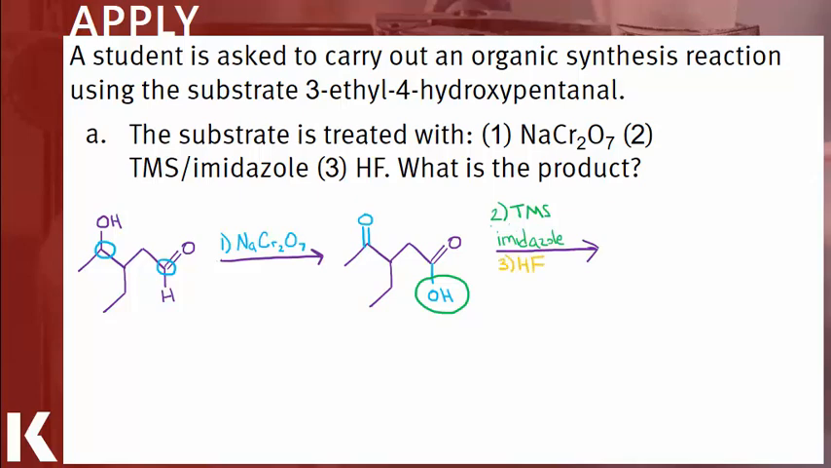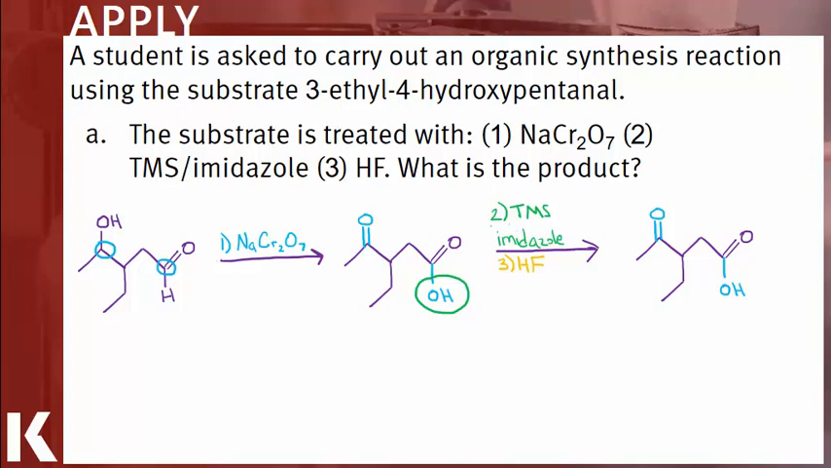A fluoride anion works as a pair with a protecting group. The protecting group will replace the acidic hydrogen, and the fluoride anion will cleave the protecting group off. Since there is no protecting group, there is no reactivity with the treatment of hydrogen fluoride because there is no oxygen-silicon bond to cleave. Therefore, we're left with the exact same molecule that was produced after step 1, 3-ethyl-4-oxopentanoic acid.